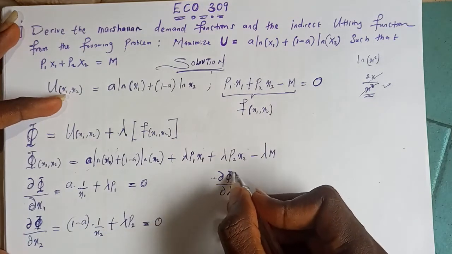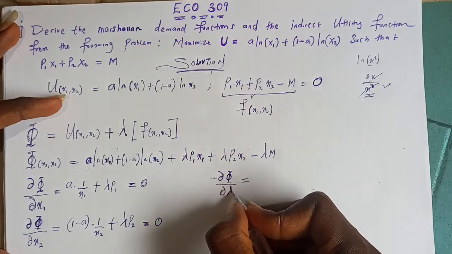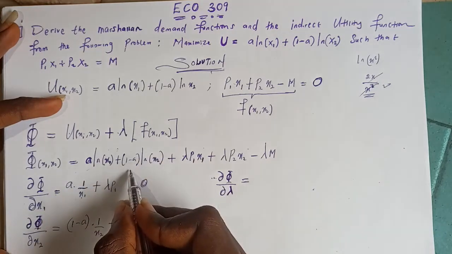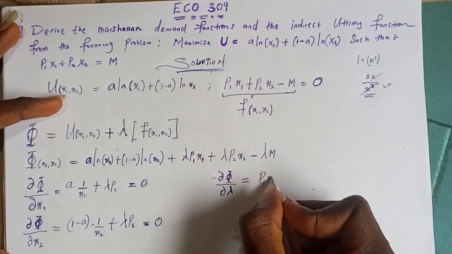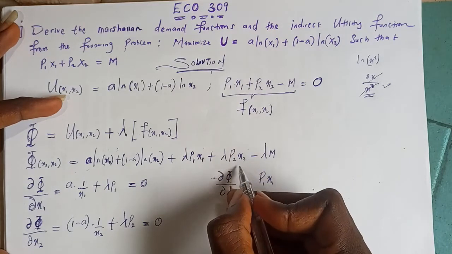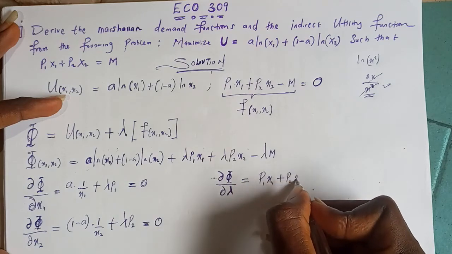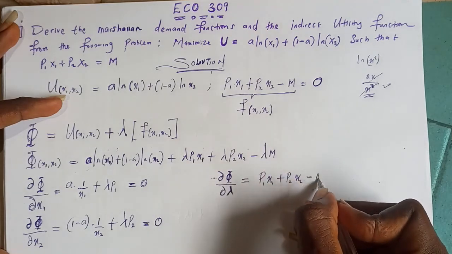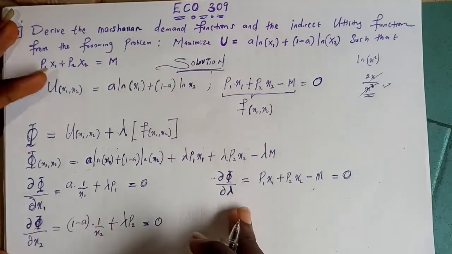So finally we have to differentiate this also. On differentiating this, we have partial with respect to lambda. Lambda is not here, 0. Lambda is not here, 0. Partially with respect to lambda, I have p1 x1. At the same time, partially with respect to lambda, I have plus p2 x2. Then partially with respect to lambda, in this case I have minus m. Mind you, you are setting this to be equal to 0. So these are the terms we have.